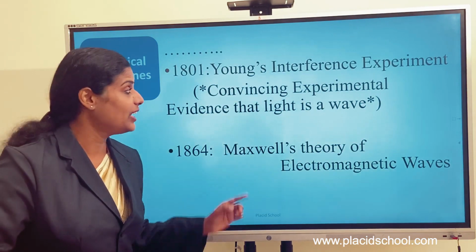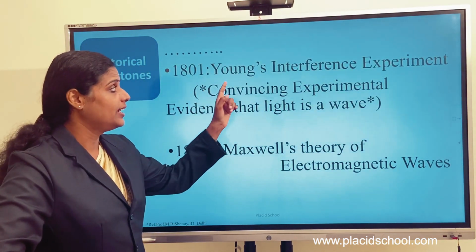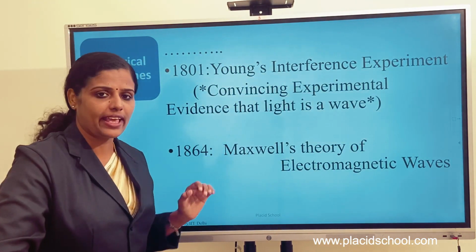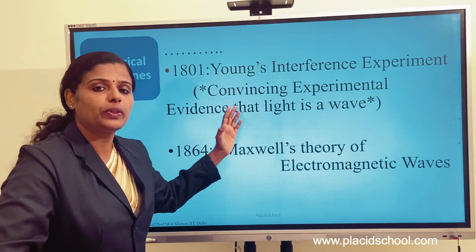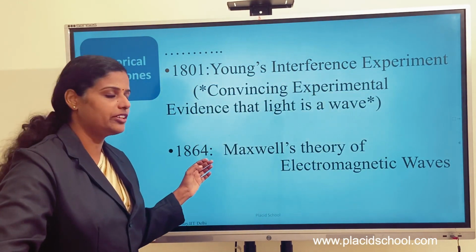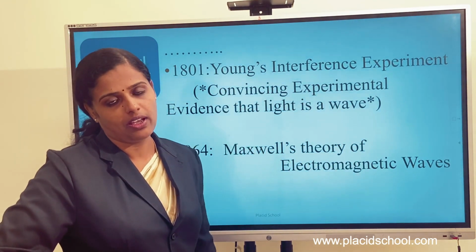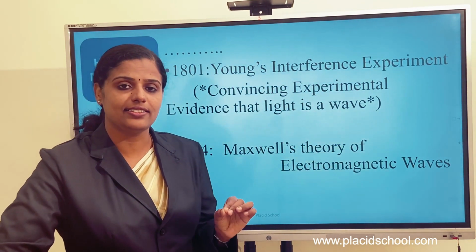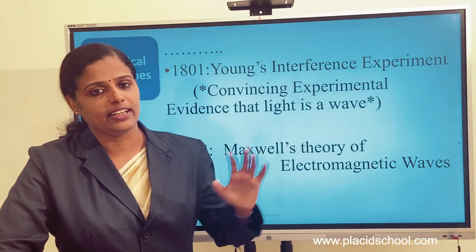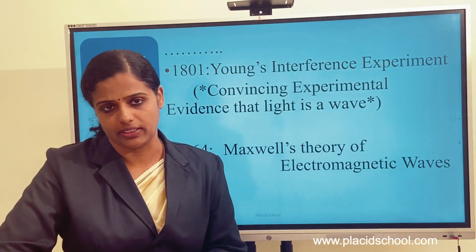Then after 100 years, in 1801, Young's interference experiment took place. From this experiment, it was proved that light is a wave. Then in 1864, Maxwell's theory of electromagnetic waves came. After that, light is considered as an electromagnetic wave that travels in a direction which is perpendicular to the electric field and magnetic field.